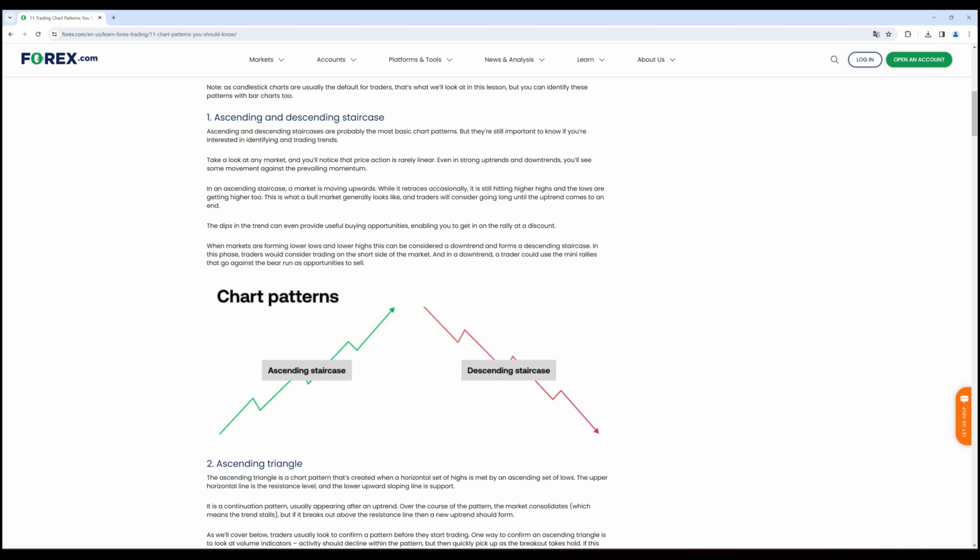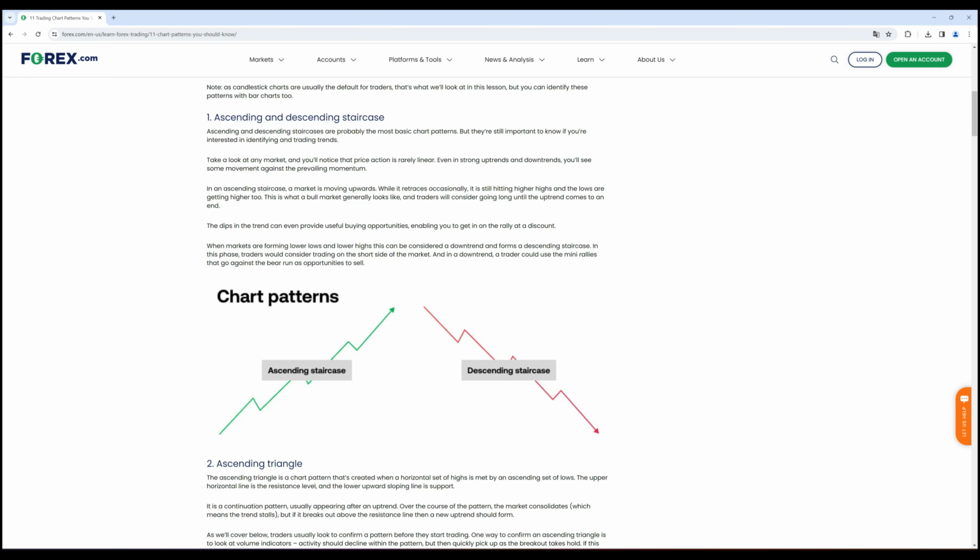So ascending and descending staircases are probably the most basic chart patterns, but they're still very important to know if you're interested in identifying and trading trends. In an ascending staircase, a market is moving upwards, as I was mentioning, while it retraces occasionally, it is still hitting higher highs, and the lows are getting higher too. This is what a bull market generally looks like, and traders will consider going long until the uptrend comes to an end. As you can see, the dips in a trend can even provide useful buying opportunities, enabling you to get into the rally at a discount.